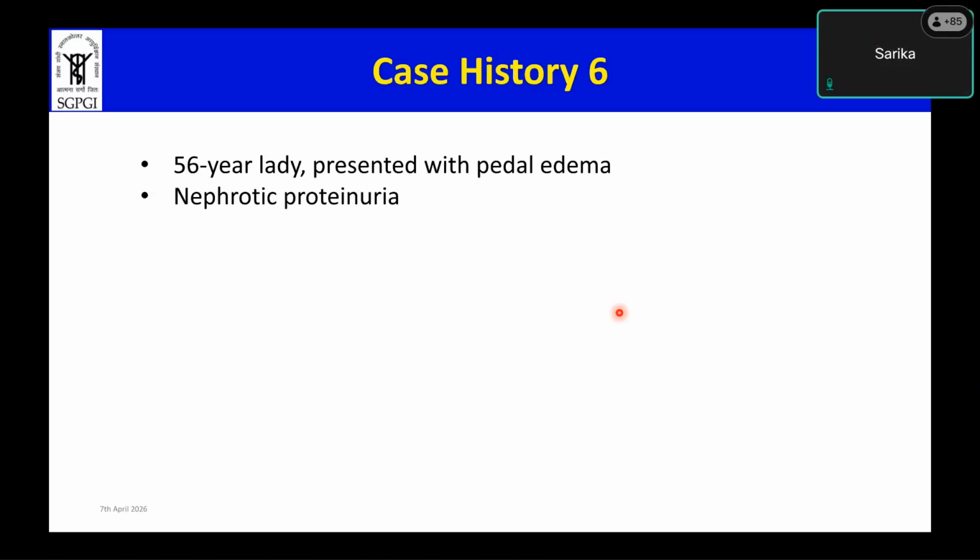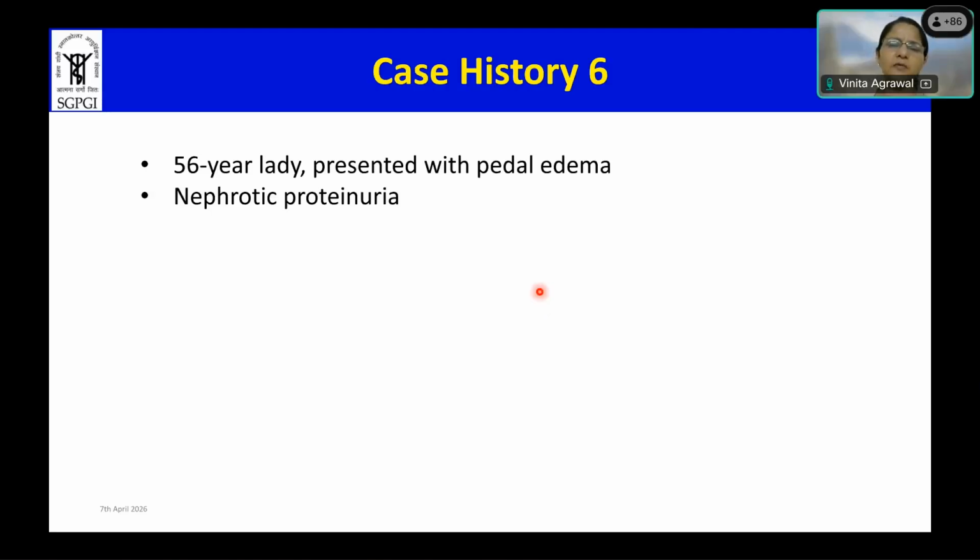A 56-year-old lady presented with pedal edema and nephrotic proteinuria. Adult female plus nephrotic, I have to first think of membranous nephropathy. Very good. And then diabetic nephropathy also. Okay, good. And amyloidosis, the last possibility. So these are the most likely diagnoses that are coming to mind.